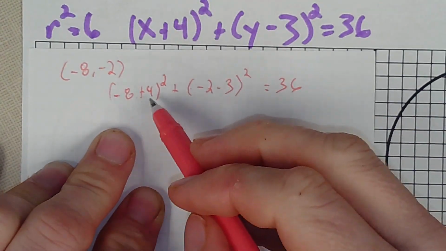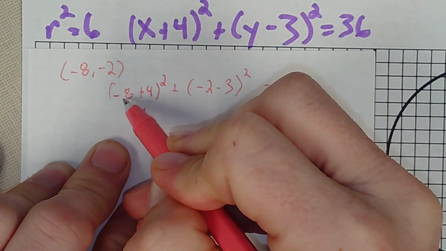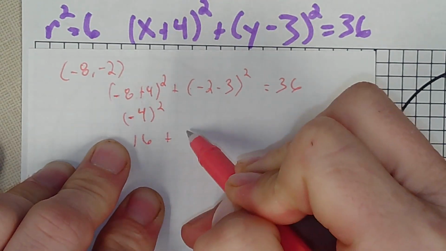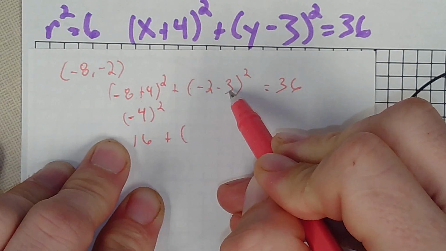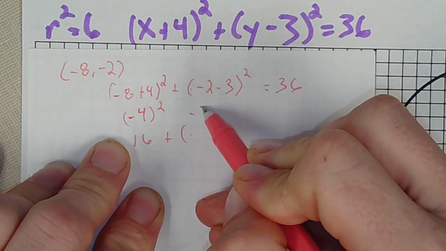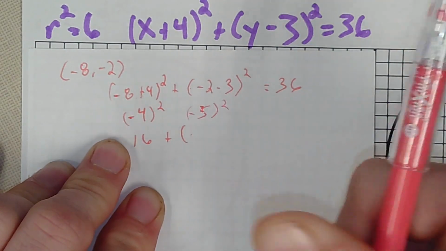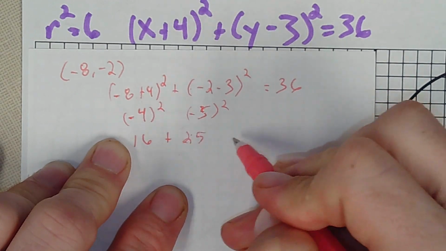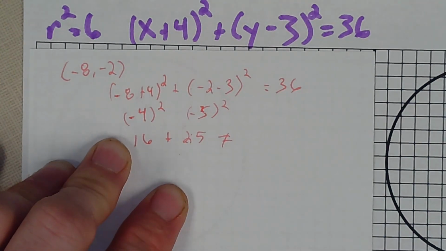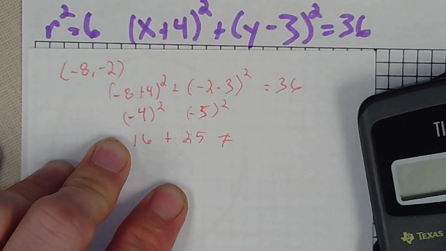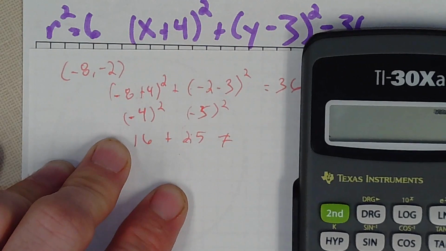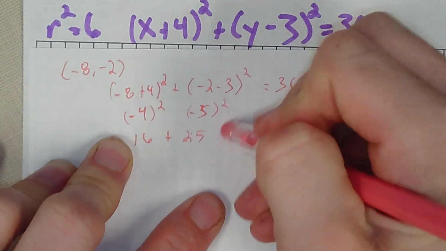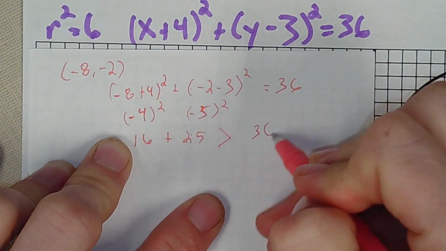So -8 plus 4 is -4. We're going to square that, which becomes 16, plus -2 minus 3 is -5, and we're going to square that, which turns into 25. 16 plus 25 equals 41, so that is greater than 36, so it's going to be outside.